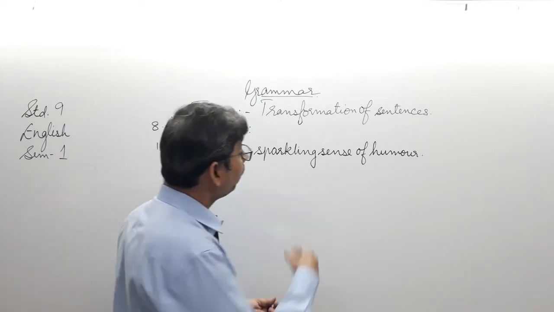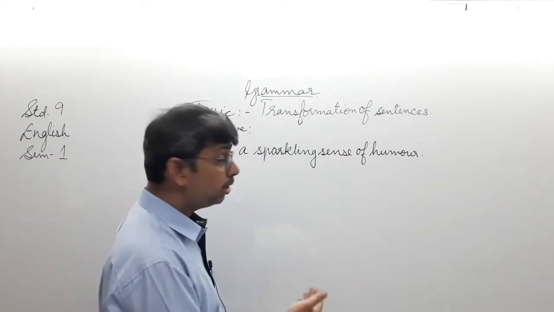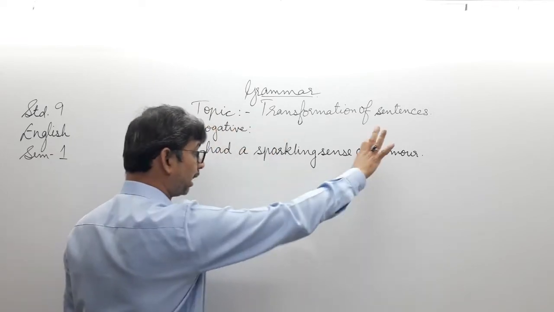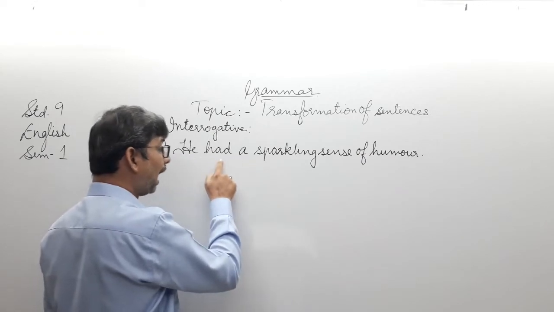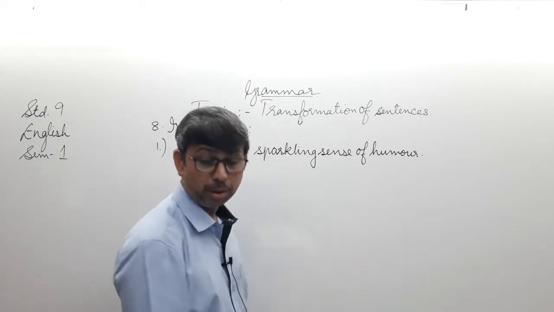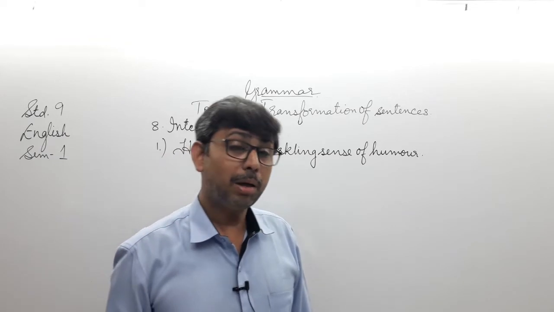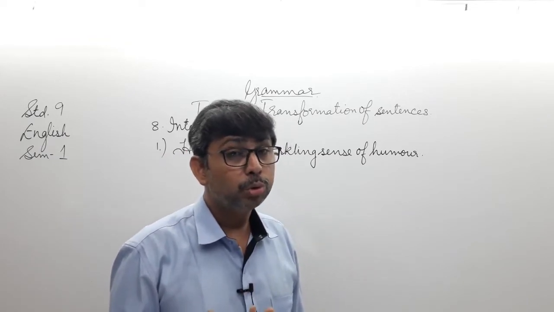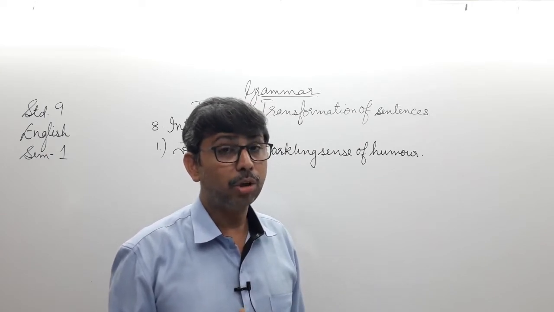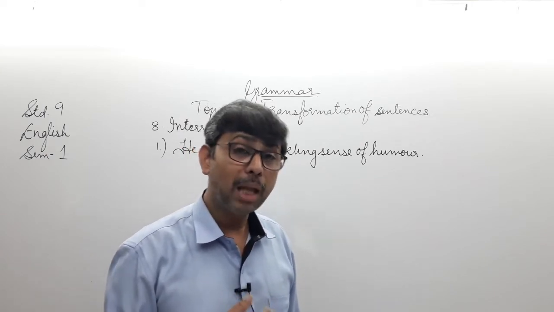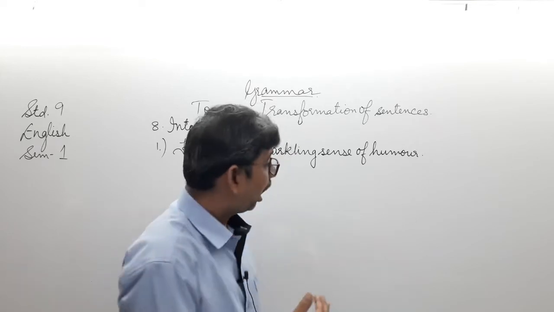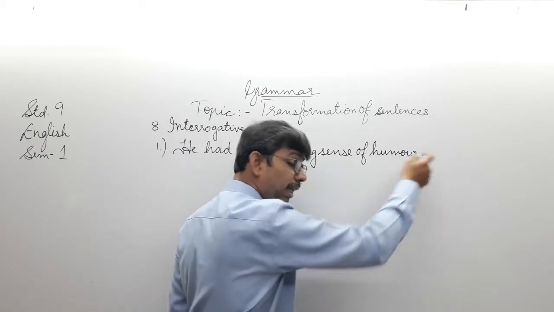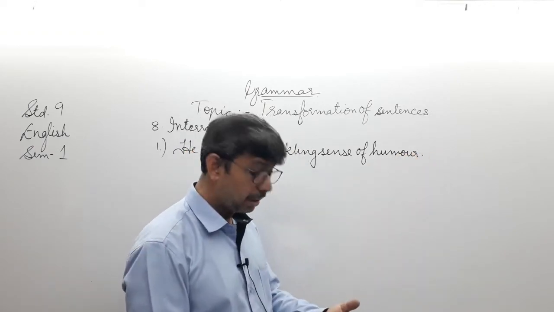So how are we going to do this? It's very easy to change a given statement, be it affirmative or negative, which is a declarative sentence. So here it is a declarative sentence. He had a sparkling sense of humor. Well, if you think about an appropriate question tag, the question tag will help you to change the given statement into an interrogative one. So if I have to apply a tag over here, how am I going to apply? He had a sparkling sense of humor. Didn't he? I will be applying a question tag.